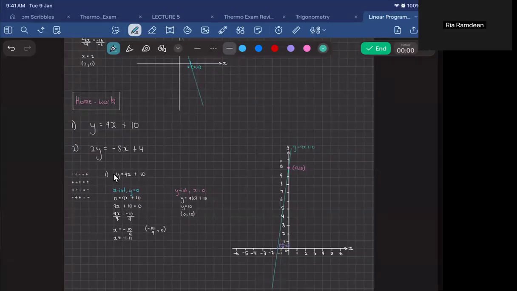And one thing though, just put the label for the equation on the line. So you could put either y is equal to minus 4x plus 2, or you could put 2y is equal to minus 8x plus 4. Either one is fine, right? At the top of the graph, yeah, anywhere, it doesn't matter.